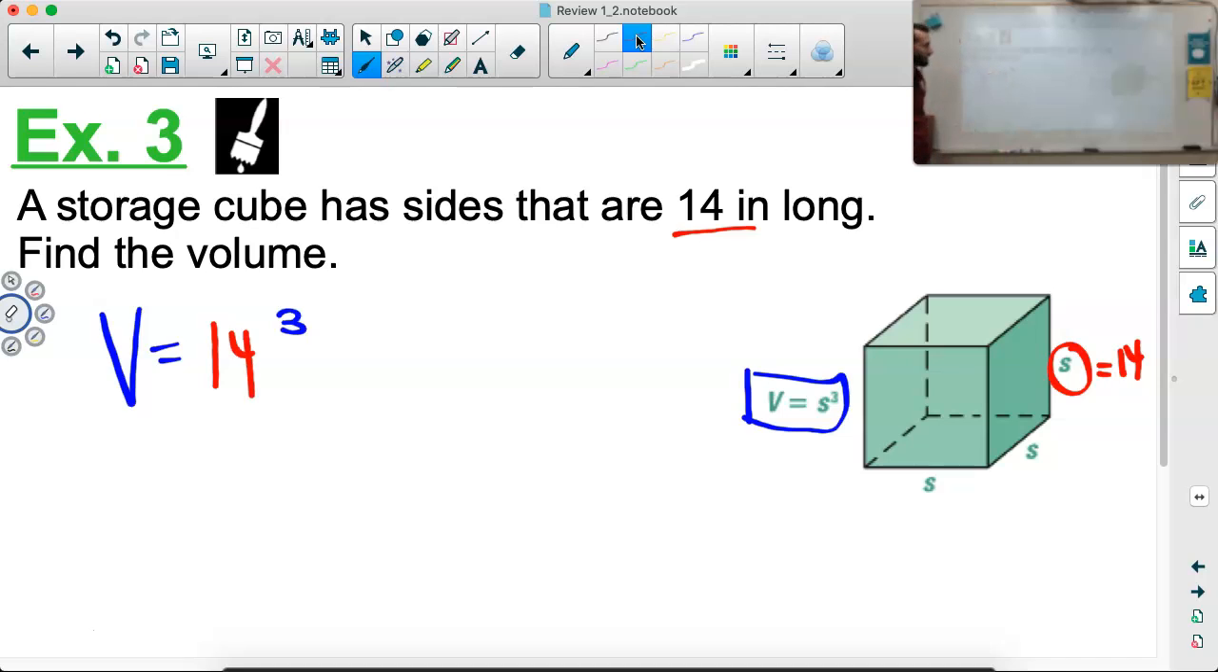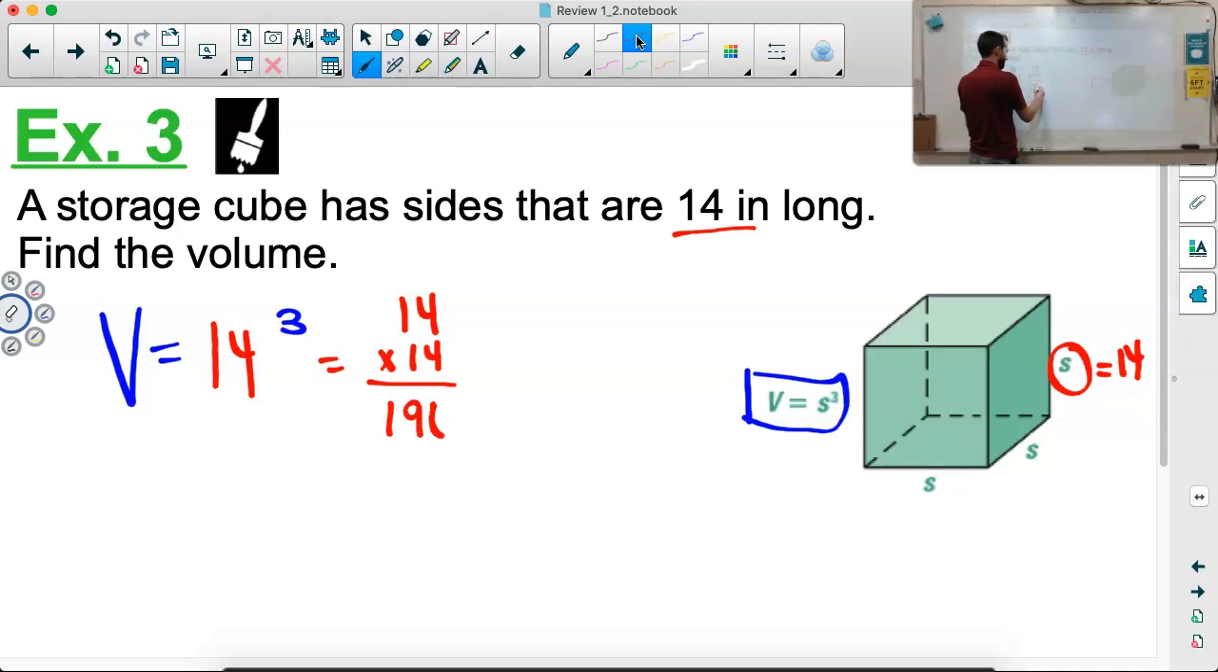Now, this would be one where I don't know off the top of my head, as your math teacher, what 14 to the third power is. So I would probably sit there and do it this way. Now I happen to know this one. I know 14 times 14 is 196. I'll tell you why I know that later. But this is something that I know.